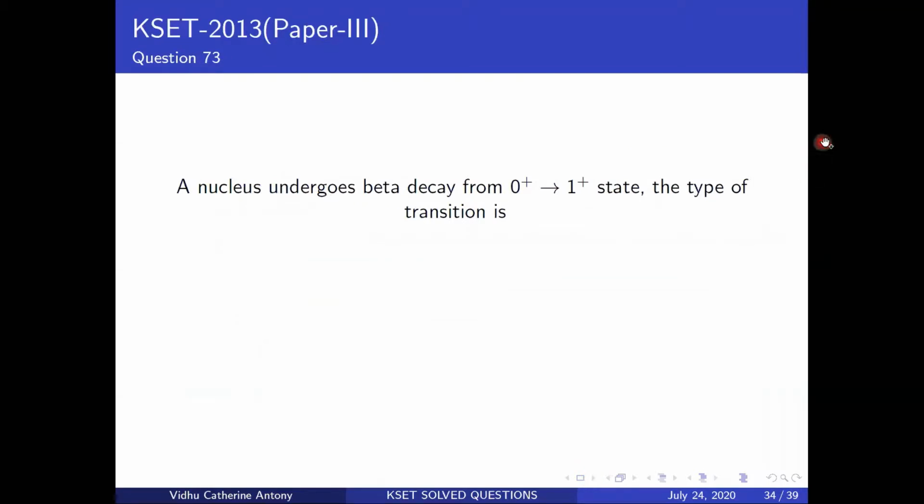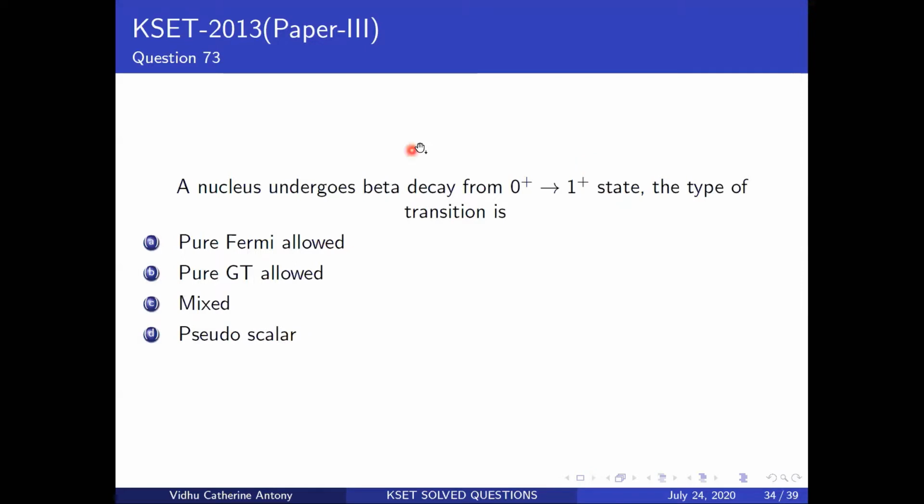So let's look at this. Basically, when you have beta decay, there are several transitions that can occur. Let me just show you all the options. Here you have a pure Fermi allowed transition. They're looking at transitions here. This is your Gamow-Teller transition, and then there is a mixed transition where Fermi and Gamow-Teller are mixed together.